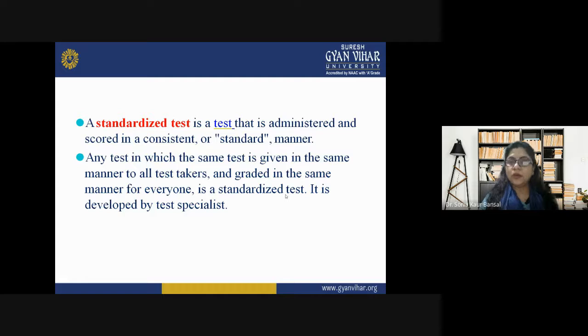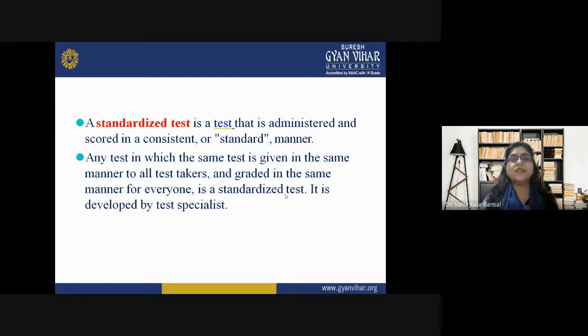There will be no difference. And moreover, when it is scored, the marking system will be the same. Whether you are giving the test to group A or sample A one month before, or one year before, or one week or one day before, it would be the same. So it would be graded in the same manner for everyone.